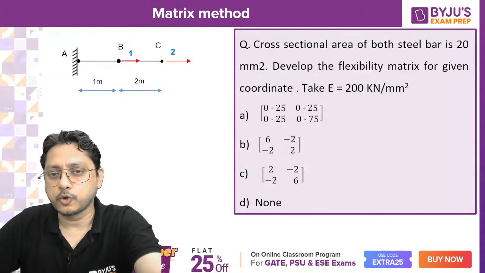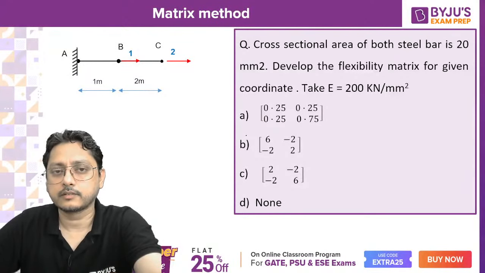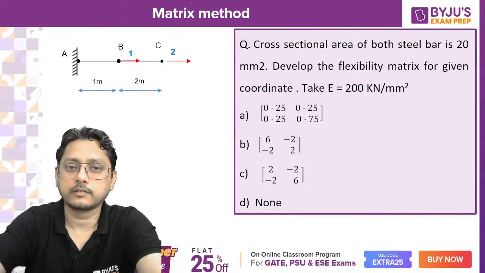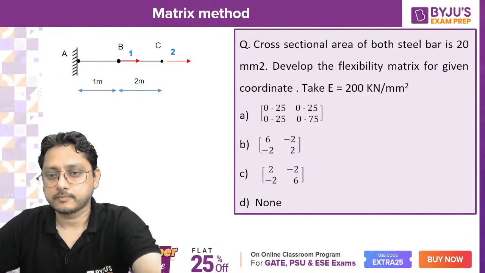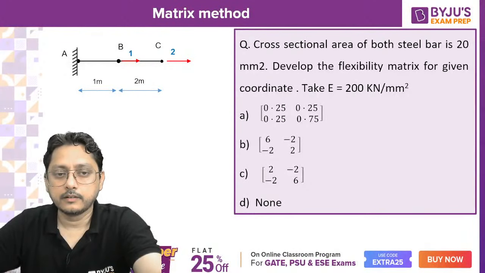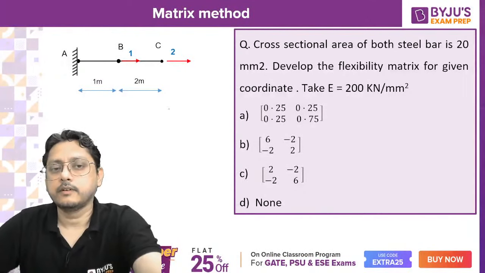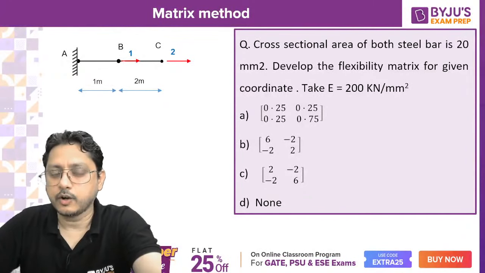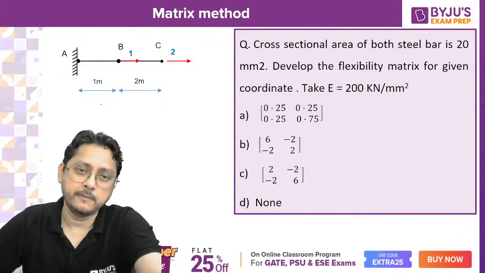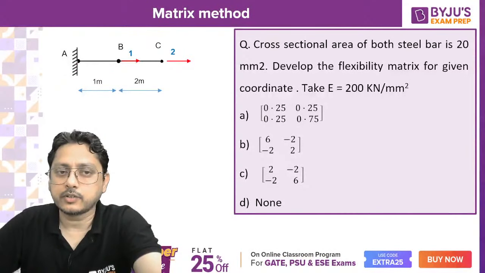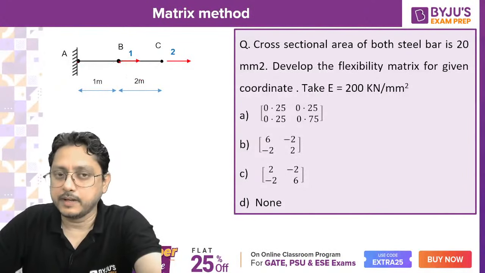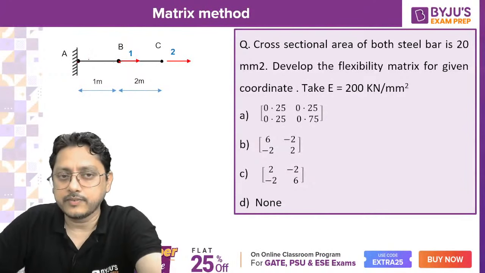Which one is showing the flexibility matrix here? To get the flexibility matrix, first of all, find out: if I'm going to apply the unit load at B, what is the deflection of AB? So the B joint, how much will it be deflected? First of all, if I'm applying a unit load, what is the deflection for AB?